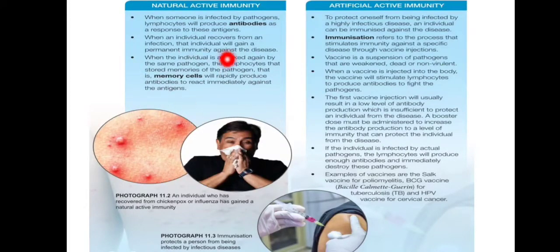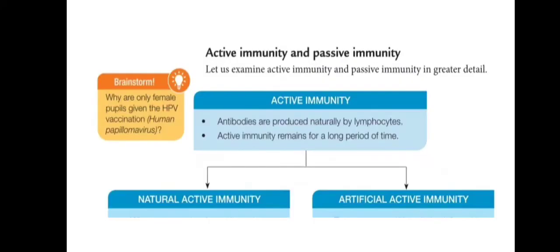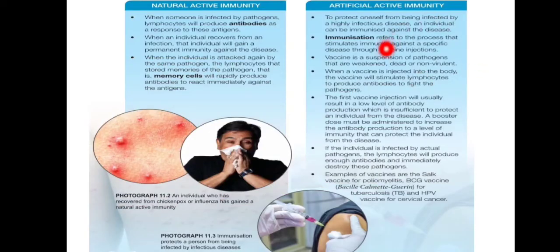Seterusnya ini artificial active immunity pula. To protect oneself from being infected by a highly infectious disease, an individual can be immunized against the disease. Immunization refers to the process that stimulates immunity against a specific disease through vaccine injection. So di sini melibatkan injections of vaccine. So what is vaccine? Vaccine is a suspension of pathogens that are weakened, dead, or non-virulent.